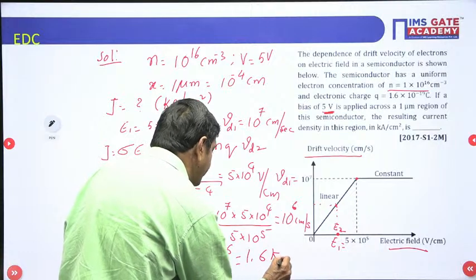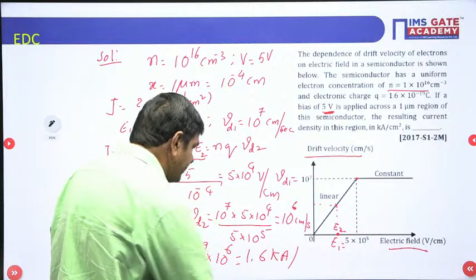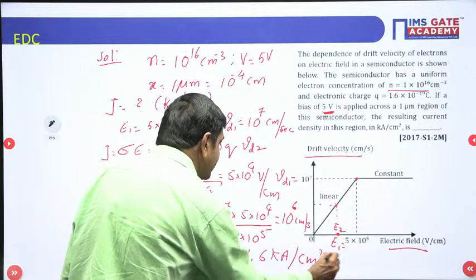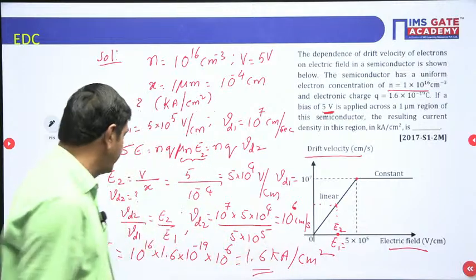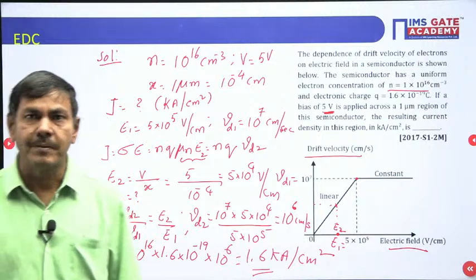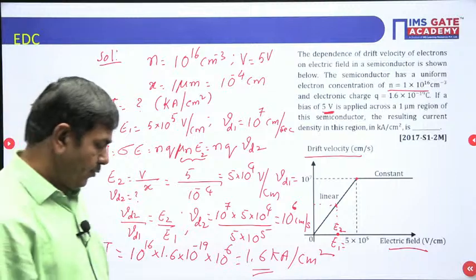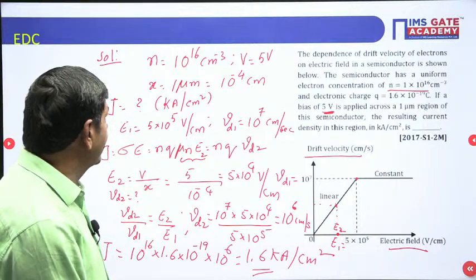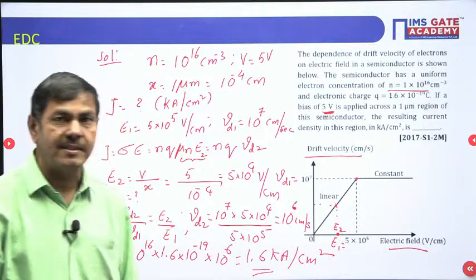Finally, the value will be 1.6 kilo amperes per cm square. Like that, you can determine current density. I think you followed this question perfectly: 1.6 kilo amperes per cm square. This is one more good question.